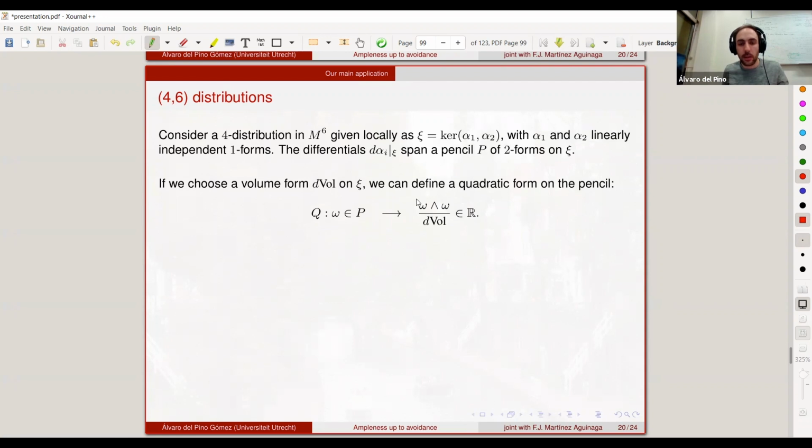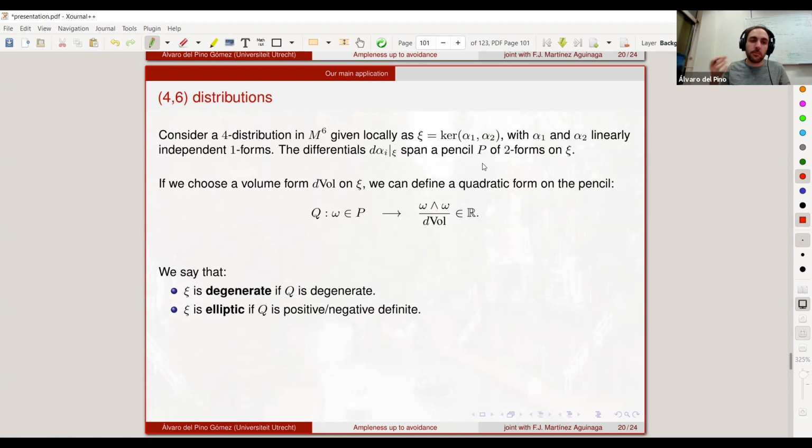If I have 2 forms, to check their non-degeneracy, I just take their wedge with themselves. This outputs a number up to the choice of a volume. So we've defined a quadratic form on this pencil. Now there are essentially three situations: either the quadratic form is degenerate, or the quadratic form is definite, in which case we say psi is elliptic, or the signature is 1, in which case we say the distribution is hyperbolic.